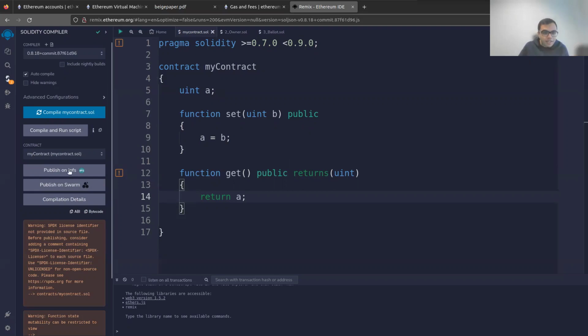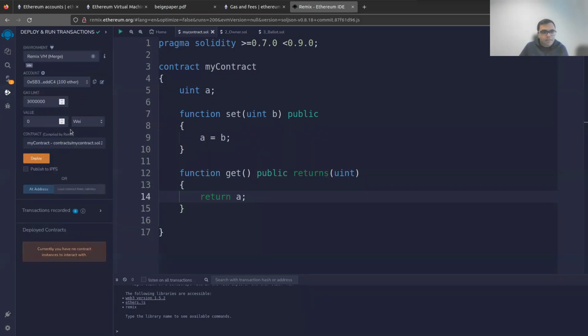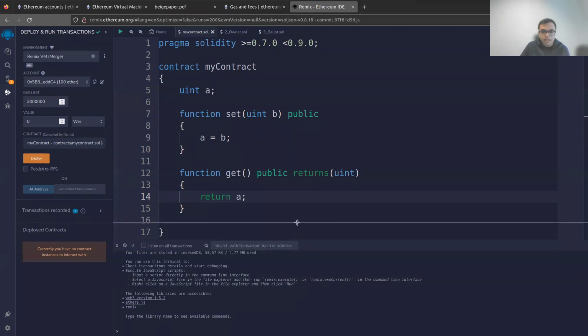Now I've compiled it. I have a bunch of warnings here, but I don't really care about the warnings at this moment. So let's go here and see. This is going to give me a virtual machine where I can just deploy and run my contracts and test them. Again, this is not an actual blockchain. It's just simulating a blockchain. That's why it's so fast.